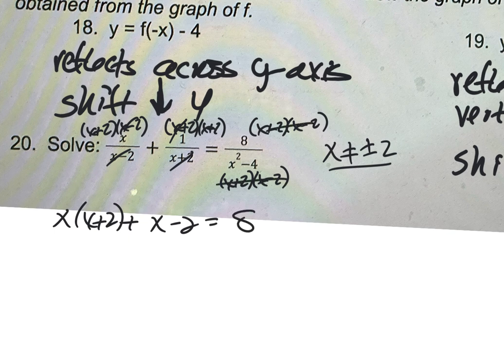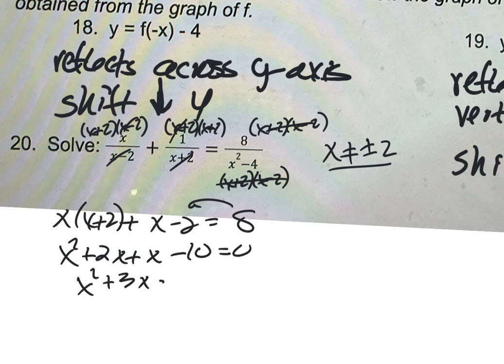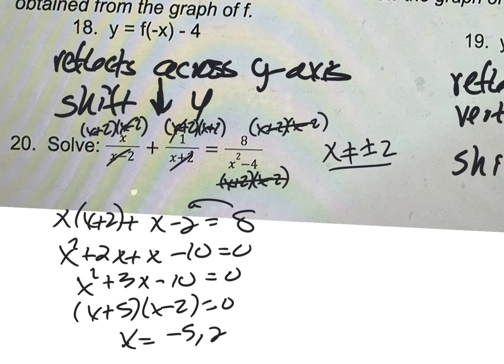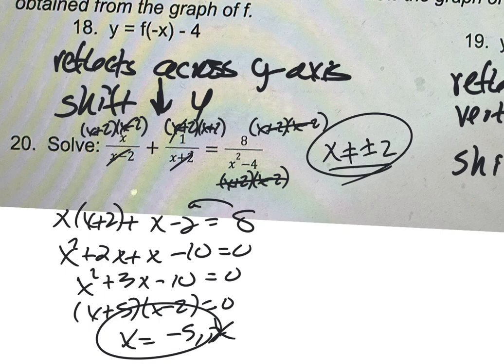Okay, so if I distribute, and let's multiply this stuff out, I'm going to get x squared plus 2x plus x. I want to move this 8 over, make that minus 10. That's really x squared plus 3x minus 10. Factor that thing, get (x + 5)(x - 2). Ooh. So I get these two answers. X is negative 5 and 2, but don't forget what we said earlier. X can't equal 2 or negative 2, so that answer's out. It's extraneous. It's just negative 5.